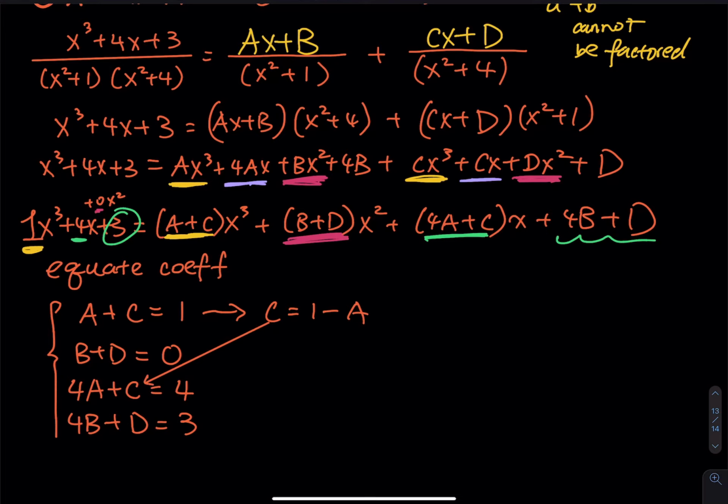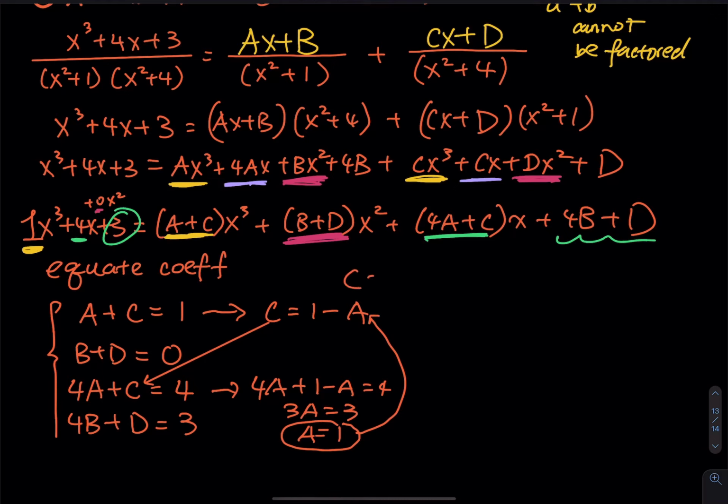So this becomes 4a. Let's draw an arrow. That becomes 4a plus 1 minus a equals 4. Then we have 3a equals 3. Then a is equal to 1. So when a is equal to 1, then c is equal to 0. Just got two values. a and c are solved.